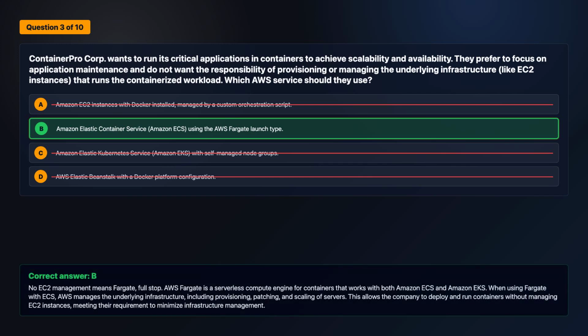The correct answer is option B. No EC2 management means Fargate, full stop. AWS Fargate is a serverless compute engine for containers that works with both Amazon ECS and Amazon EKS. When using Fargate with ECS, AWS manages the underlying infrastructure, including provisioning, patching, and scaling of servers. This allows the company to deploy and run containers without managing EC2 instances, meeting their requirement to minimize infrastructure management.